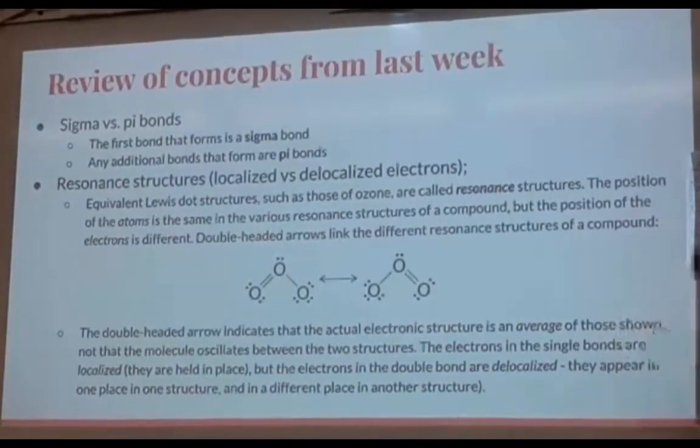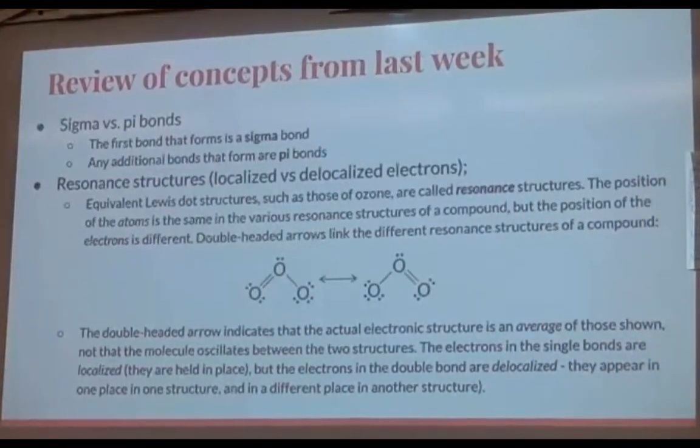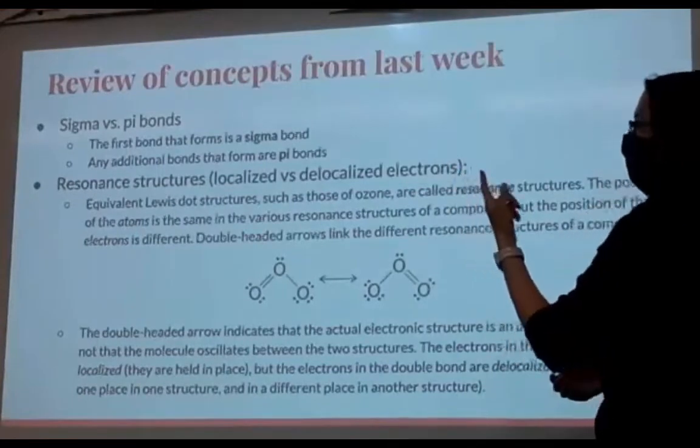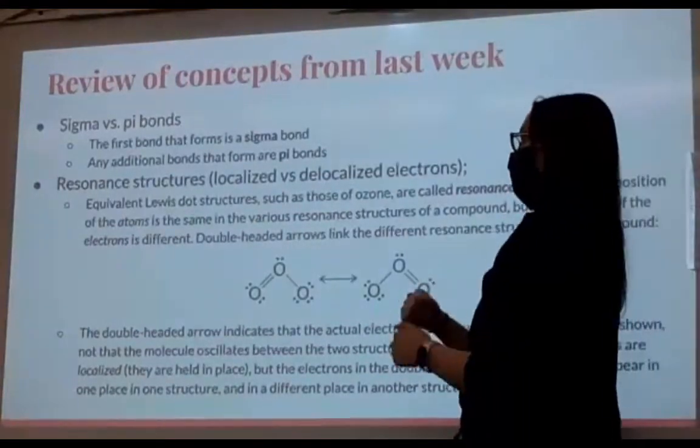That's all you have to do with sigma and pi. The first one that forms between two atoms is sigma. The rest of them that form are pi bonds. So you always have at least one sigma and then potentially one or two pi bonds, depending on if it's a double or a triple bond.